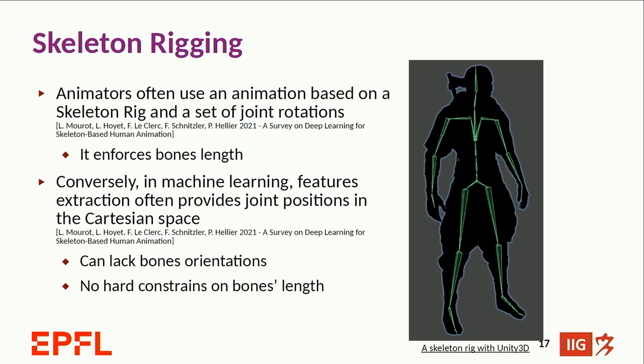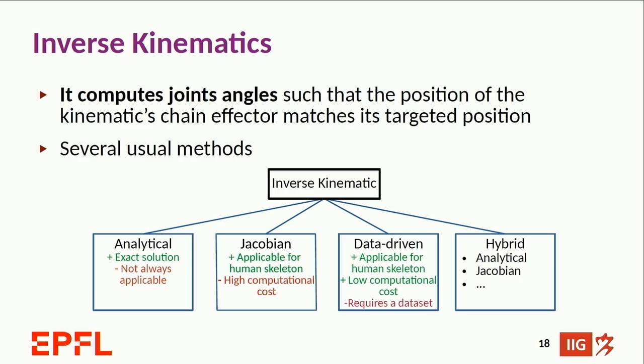In machine learning, most of the time, the features extracted are the locations of, for instance, the joints, which means it's more complex to enforce bone length. And also, if you only define a bone with two points, it means you can have any rotation that makes the bone still pass through those two points, potentially a valid solution.